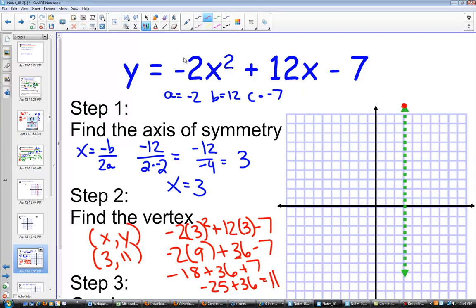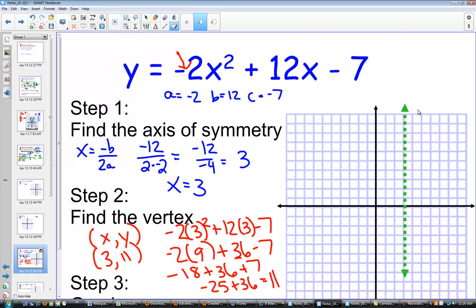Now I need to look at some of the things that we learned yesterday. This negative sign is going to mean that it's flipped upside down. So I know it's coming down this way, but I don't know how fat or how skinny it is. So that's where we have to check another point. But we know that it's coming downward because of that negative. So let's check.